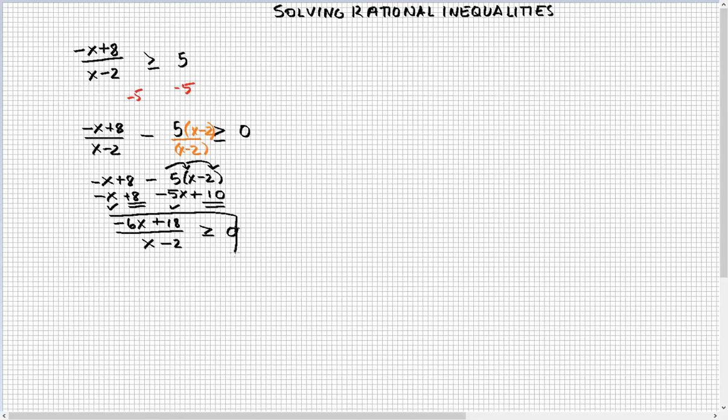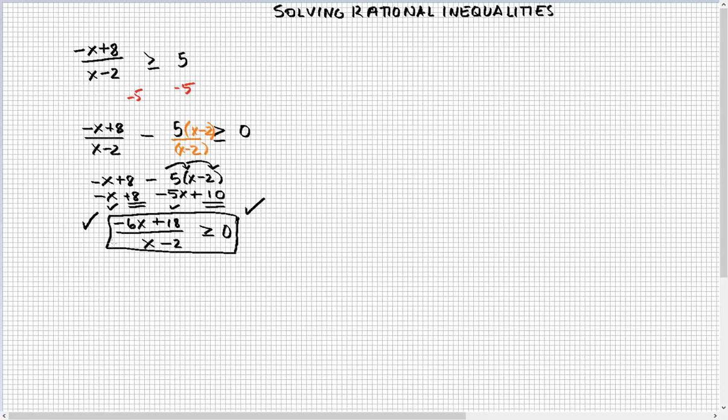This is the one that has 0 on the right and one term on the left. All right, so this is what we focus on. Do I have 0 on the right? Yes. One term on the left? Yes. Now I need to get my critical points.